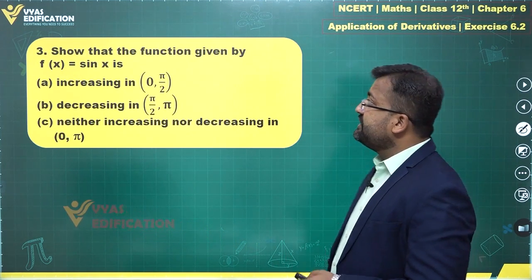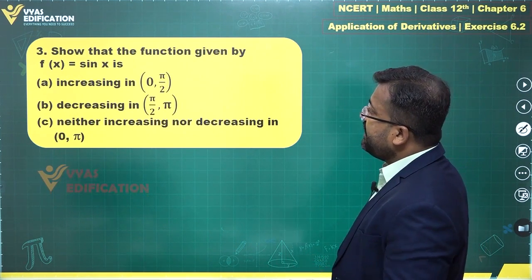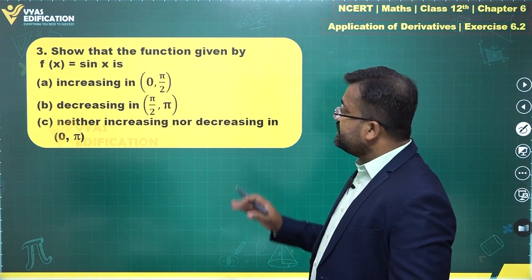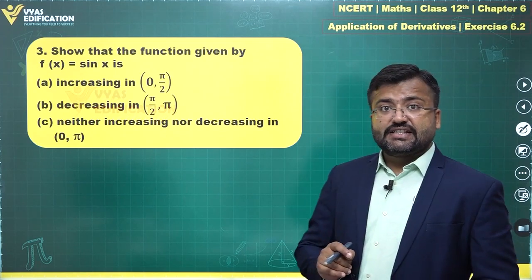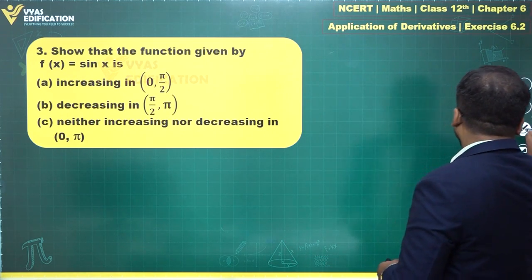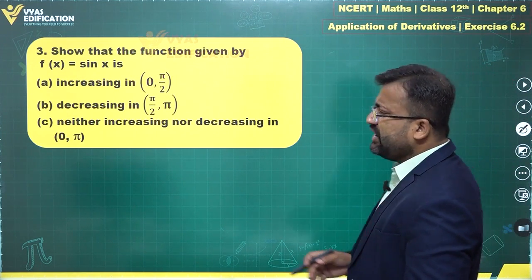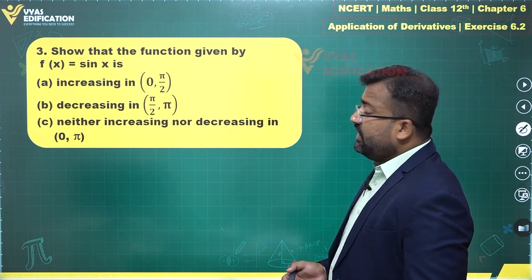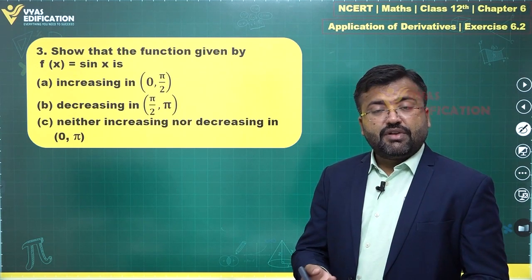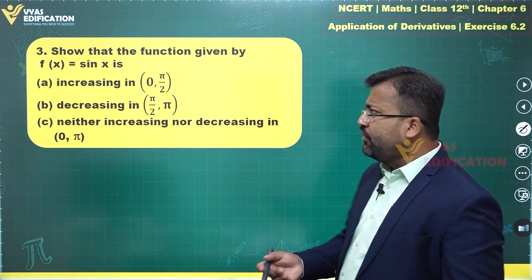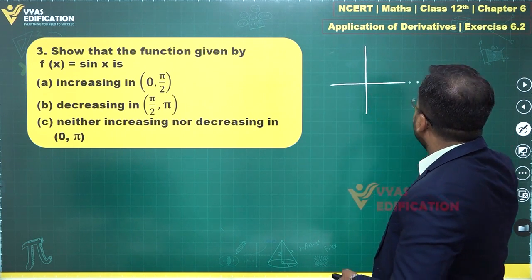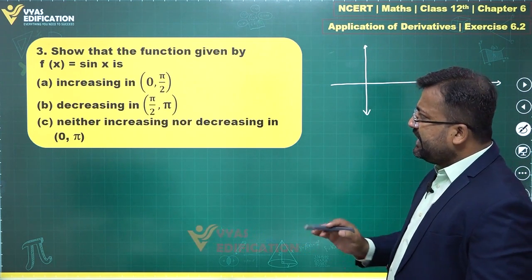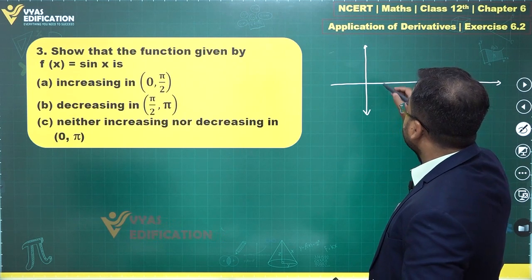The third question says, show that the function given by fx equals sin x is increasing in this, decreasing in this, neither increasing nor decreasing in this, right? That's what the person says. Now, you can observe sin x is not a very difficult thing. This is a pretty simple one. Can I do it with the help of a simple graph, right? A simple graphical approach would also suffice, but then we'll also use the analytical approach, since NCERT people love the analytical approach, right? But let me draw the graph for y is equal to fx sin x.